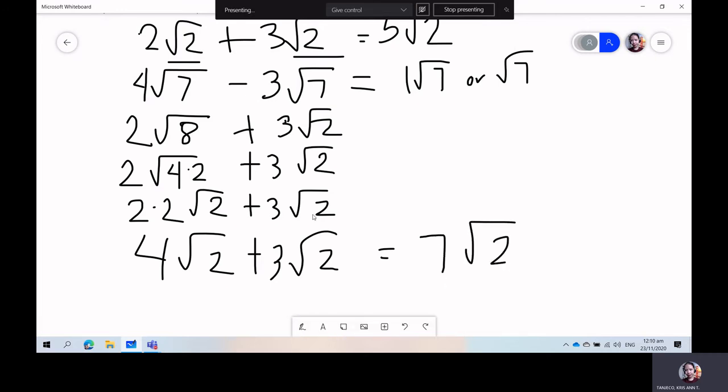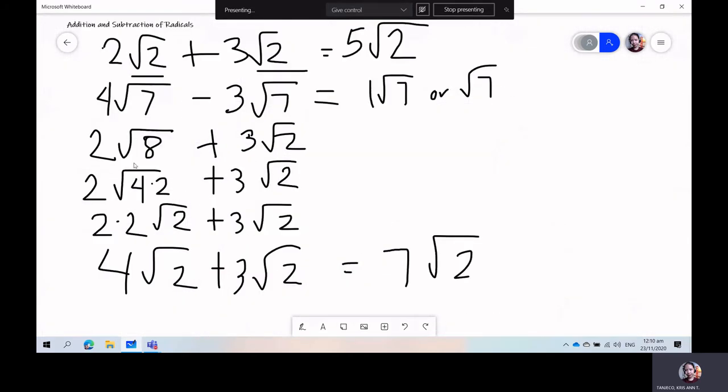Remember, whenever we are working with this kind of expression, 2 square root of 8 plus 3 square root of 2, we cannot add them because they are not similar radicals. In that case, we are going to simplify one of them so that they will be similar. When I say simplifying, we are going to think of a number that if we multiply, it becomes 8, and one of those numbers must have a square root factor. So that will be 4.